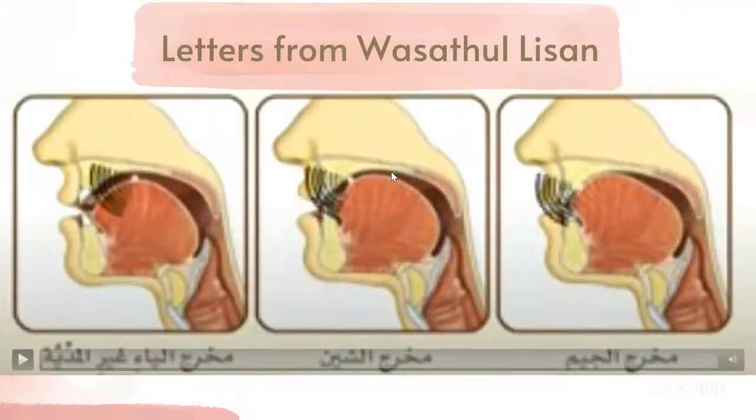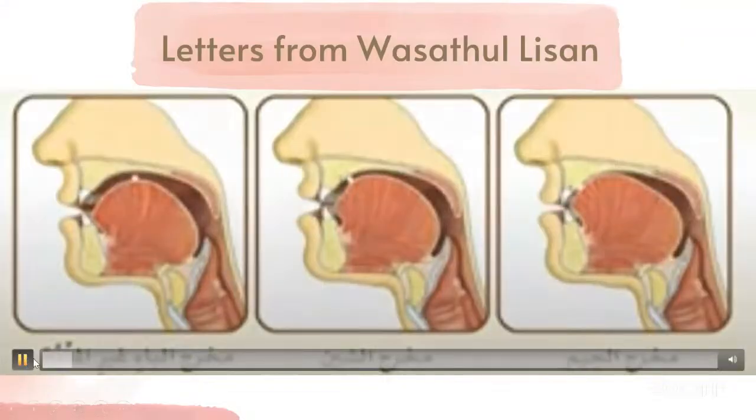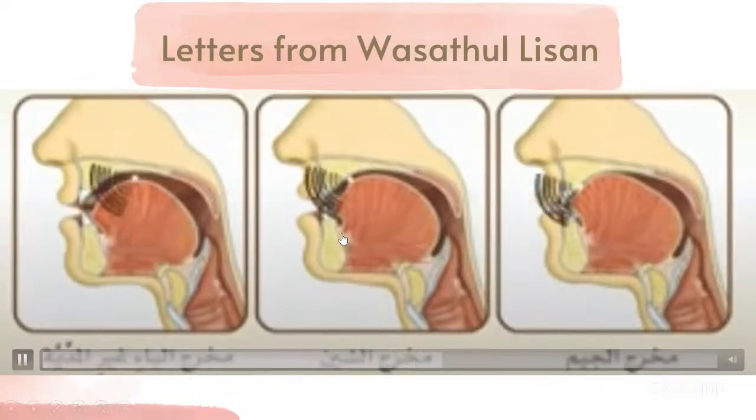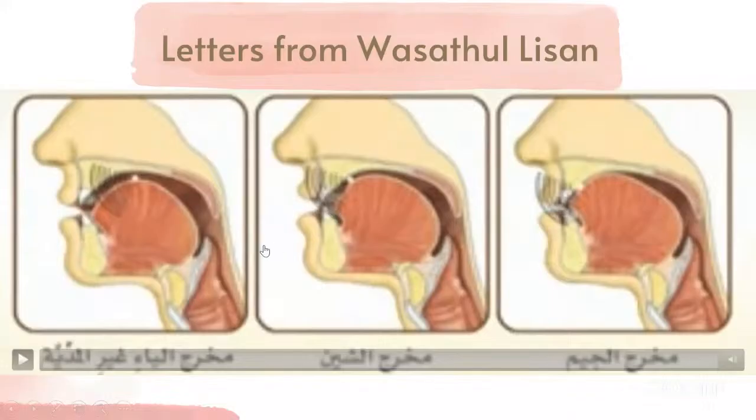Okay, so with this, Alhamdulillah, we have finished the wasatul lisan. And let's compare these three letters, the sounds, how it is happening. See? Between the makharij of the jim, shin and ya. When we see the three next to each other it becomes clear to us. Okay.